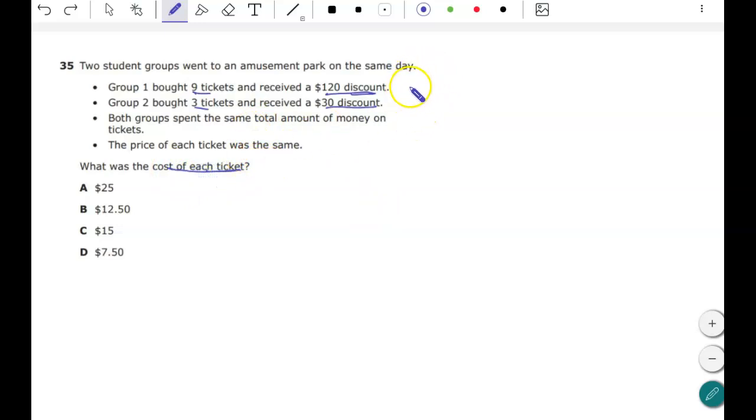So we don't know the cost of each ticket. We'll use the letter C for cost. So there's 9 tickets for group 1, so 9 times the cost of each one would be 9C. It's a discount, so you're going to subtract 120 from that. And group 2 is 3C, discount minus 30. It says they spent the same amount, so those two amounts will be equal.